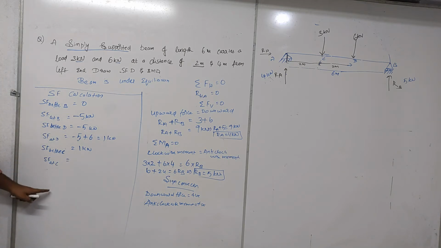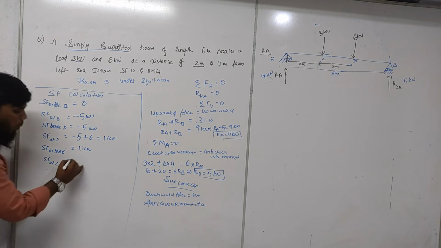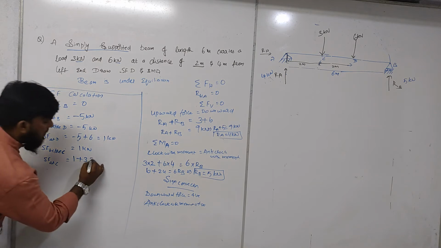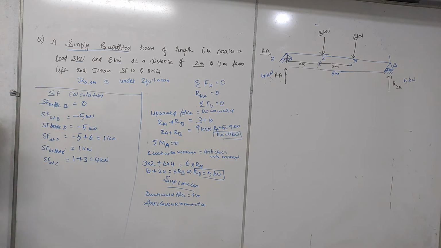Okay. Next, shear force at C. When I come to point C, there is another point load. 1 plus 3. Why plus 3? Downward force. So that is equal to 4 kilonewton. I hope you are very much clear with this.